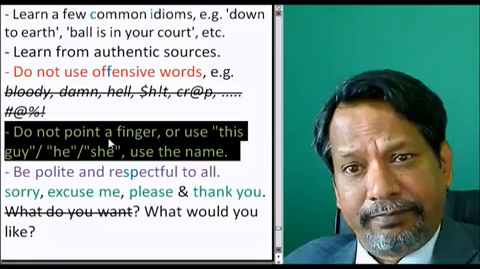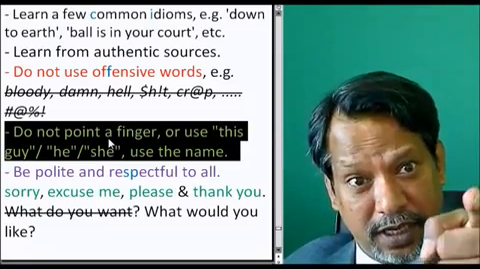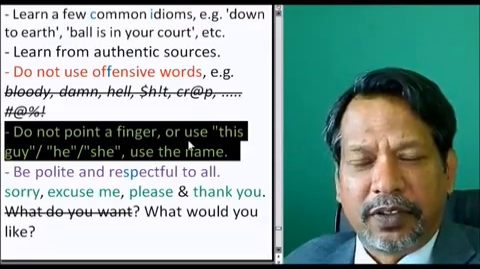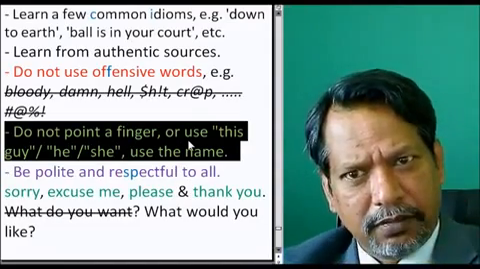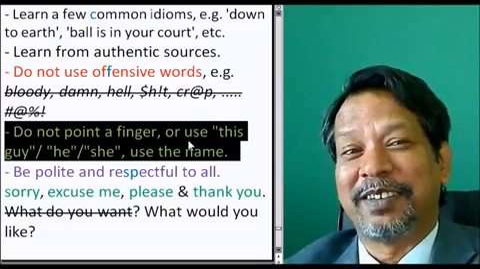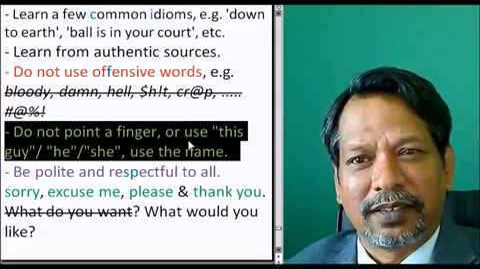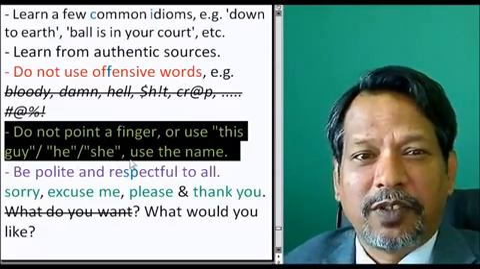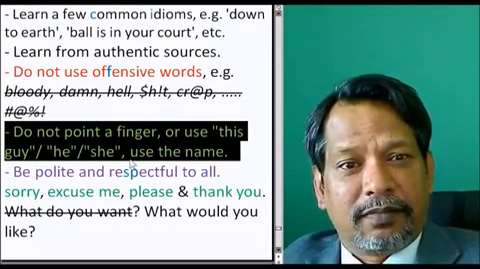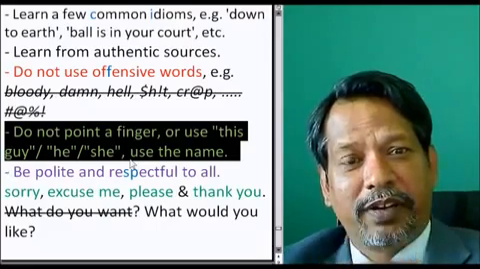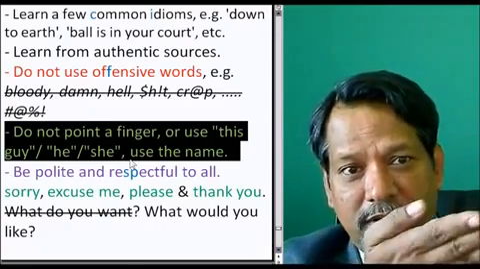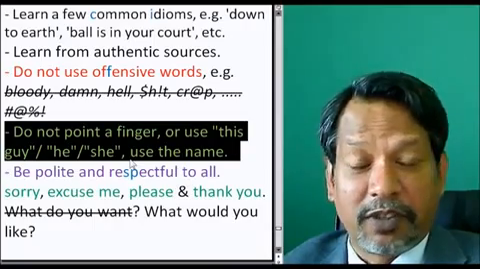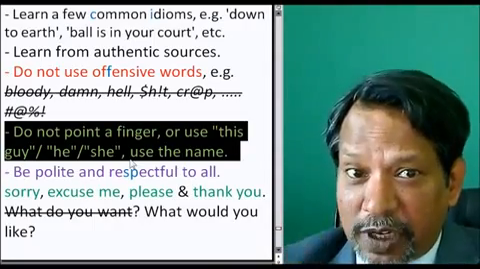Do not point a finger. That's not good. He did it. Ask him. Not like that. Or use this guy. Oh, this guy. This guy told me. In English, it's considered to be implied. Do not use this. He did it. She did it. Ask him. You have to use the name if you know the name. Ask Mary. Okay? Ask Mary. You go like this. Ask Mary. Or if you don't know the name, say, ask this lady. Okay? Try to be as polite as possible.